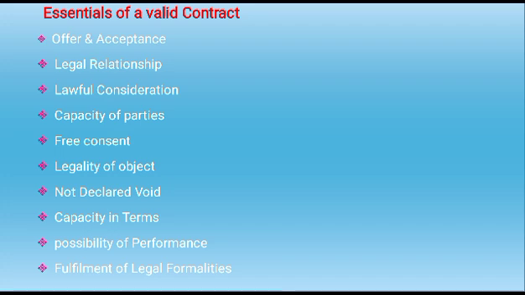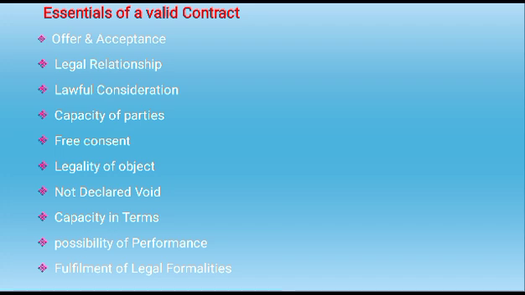Third, lawful consideration. Consideration means something in return. It may be in cash or kind or in any form as specified in that act. Fourth, capacity of parties. Here, the parties to a contract must have the capacity to make a valid contract. And fifth, free consent. Here, free consent means the parties must be free and genuine, and consent means agreeing upon the same thing in the same sense at the same time.